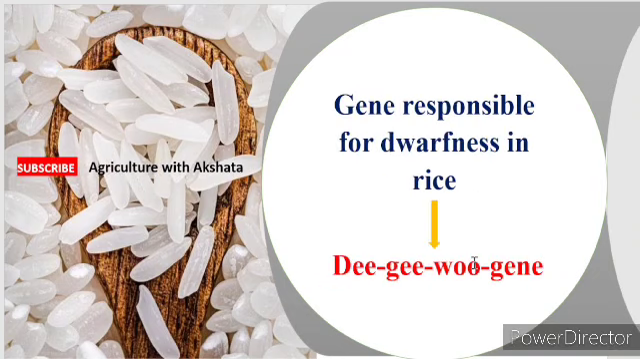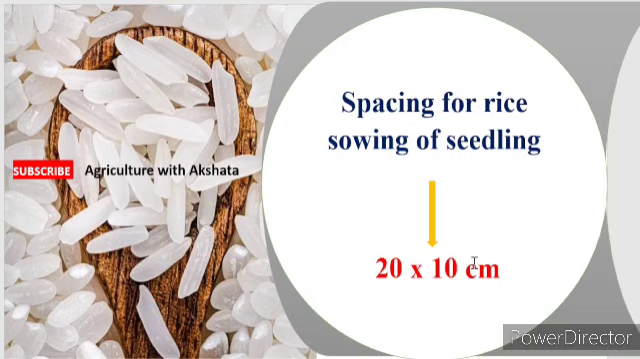The gene which is responsible for dwarfness in rice is Dee-geo-woo-gen. The spacing in rice field is 20 into 10 centimeter. So 20 is the distance between row to row, and 10 centimeter is the distance between plant to plant.